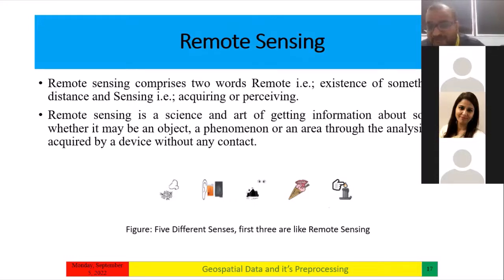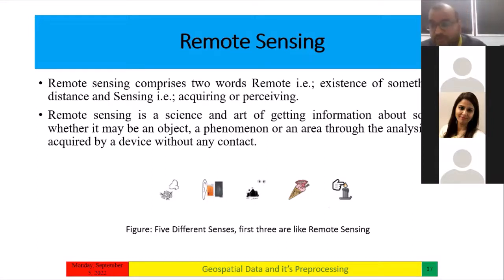So if I go to the basic definition of remote sensing, remote is the existence of something at a distance, and sensing is the phenomenon of acquiring or perceiving. So remote sensing is an art and science of getting information about any object, phenomenon, or method through a device, and that device is not at all in contact with the object, phenomenon, or method, and it is acquiring the information about that thing.